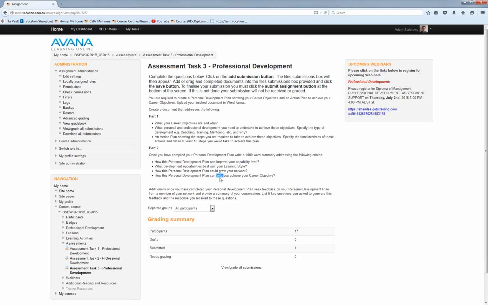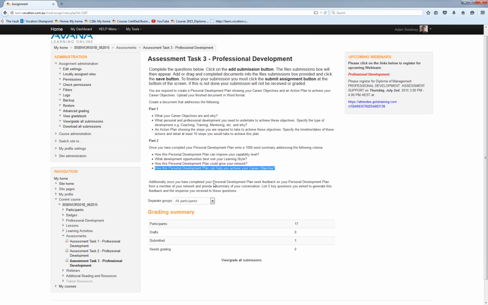And the last one, how do you feel this personal development plan is going to help you achieve your career objective? That can be written effectively somewhat generically. Just talk about how you feel this plan that you've just designed is going to help you. So that's quite a personal reflection there.